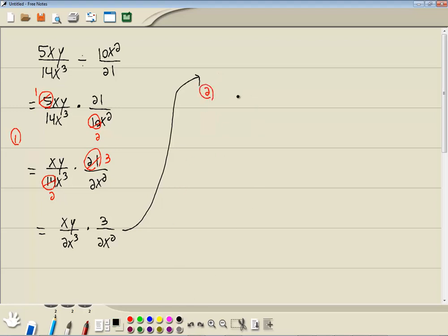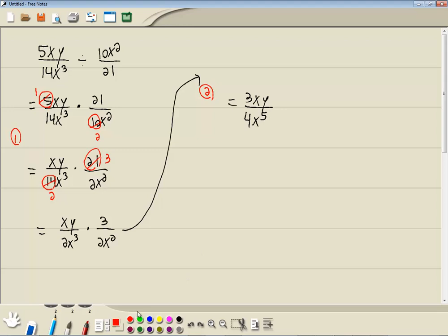I kind of like this approach a little bit better now that I'm thinking about it. Now, up on top, I don't have any numbers besides the 3, so the 3 just is there. And then I put x and y. Now down below we got 2 times 2, which is 4. And we got x to the third times x squared. Now the property says you add your exponents. 3 plus 2 is 5, so it means we'll have 5 x's. But it's a lot easier than that for this point in time. Just think of it, you got 3 x's and you got 2 x's. So you got 5 x's.